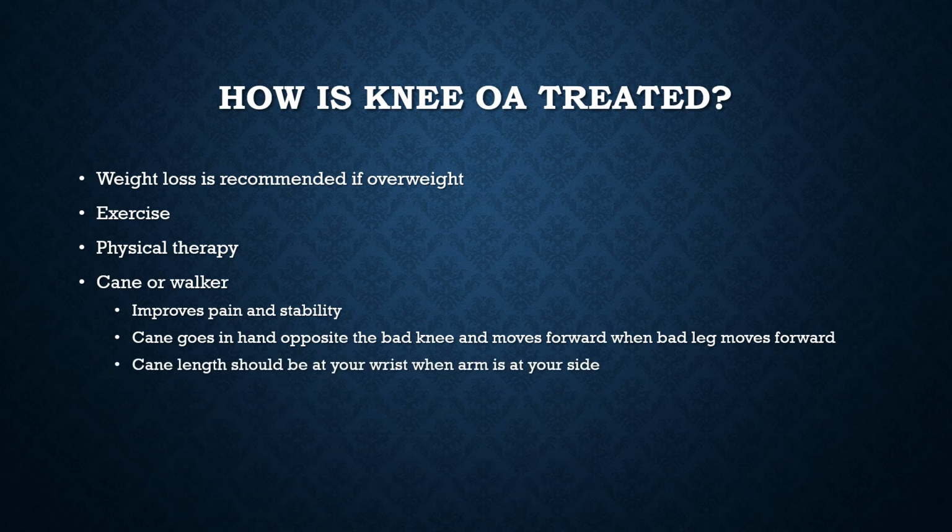When you're selecting a cane from the store on your own, the cane should be the length of your wrist, where your wrist is, when your arm is at your side. So the top of the cane should be where your wrist is when your arm is at your side. Finally, medication is how you treat knee osteoarthritis pain. And knee replacement surgery is frequently performed for this condition, especially in severe cases.